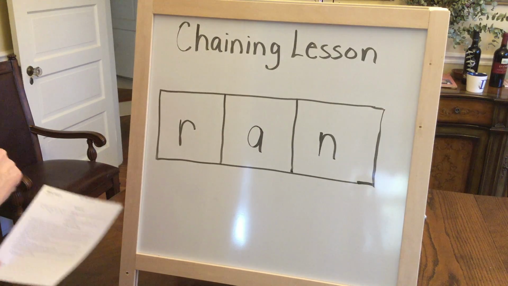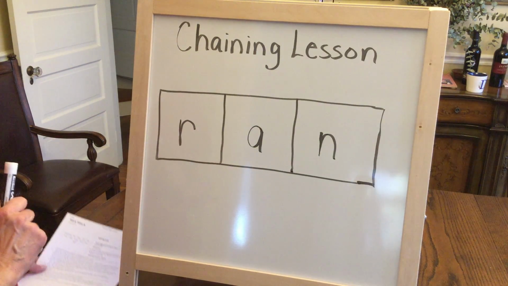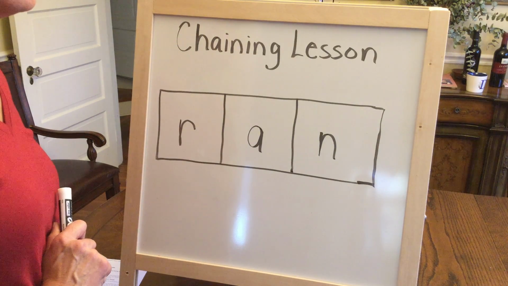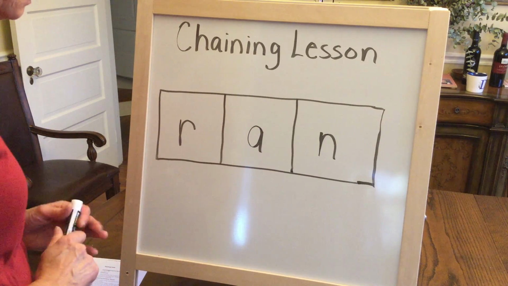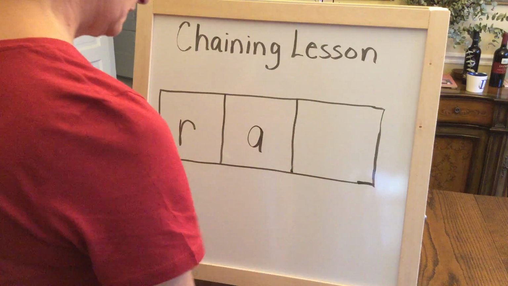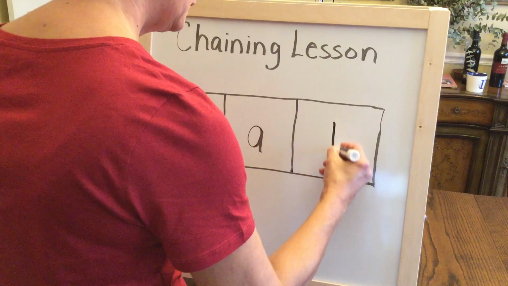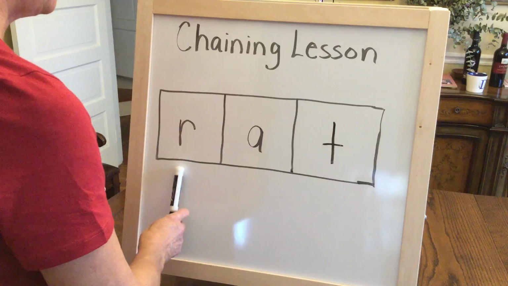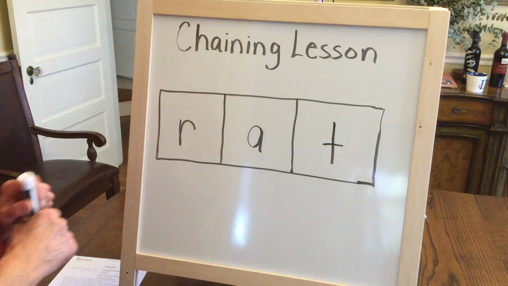Now, if you haven't done so already, I would like for you to write the word ran. Excellent. All right. Now, I want you to change the word ran. I want you to change the N to T and make that word. So which letter do I have to change? I have to change this letter, and I have to put a T. Correct. Now let's point under and read that word. Rat.